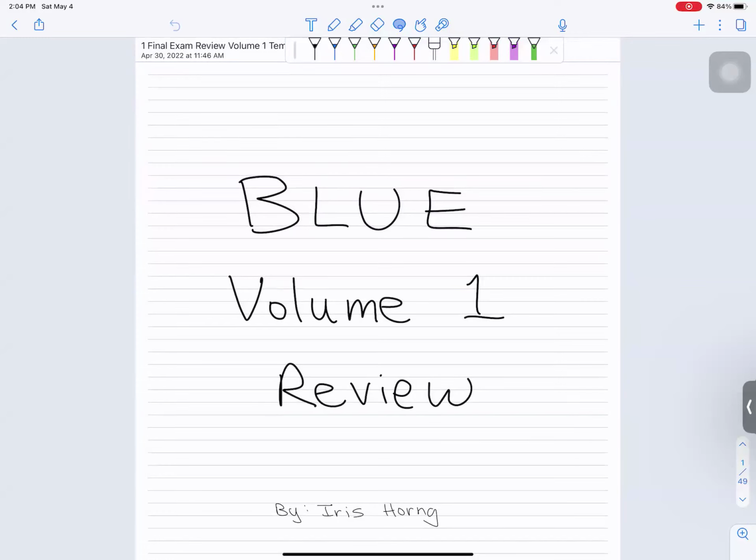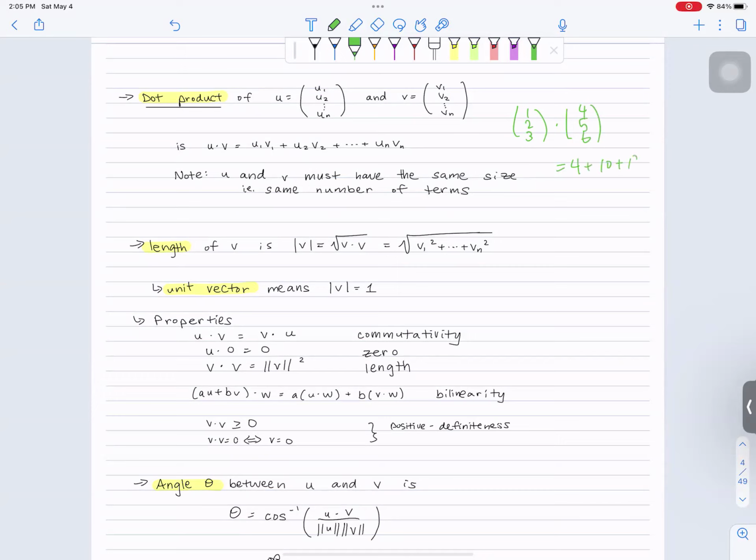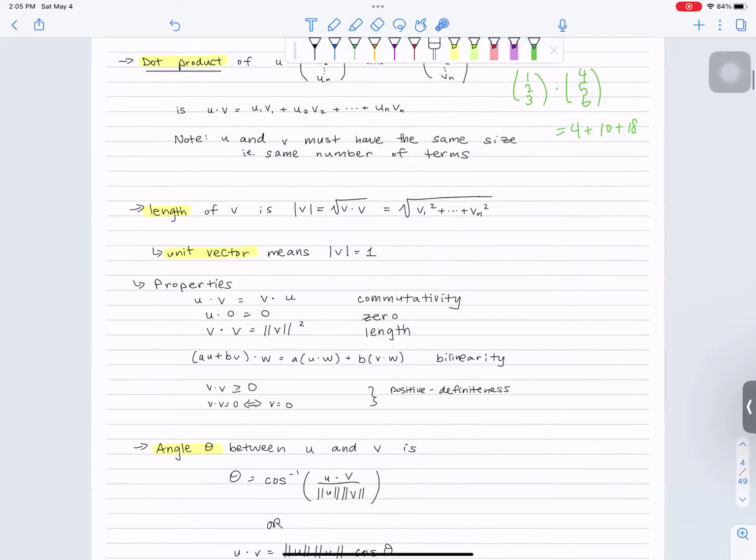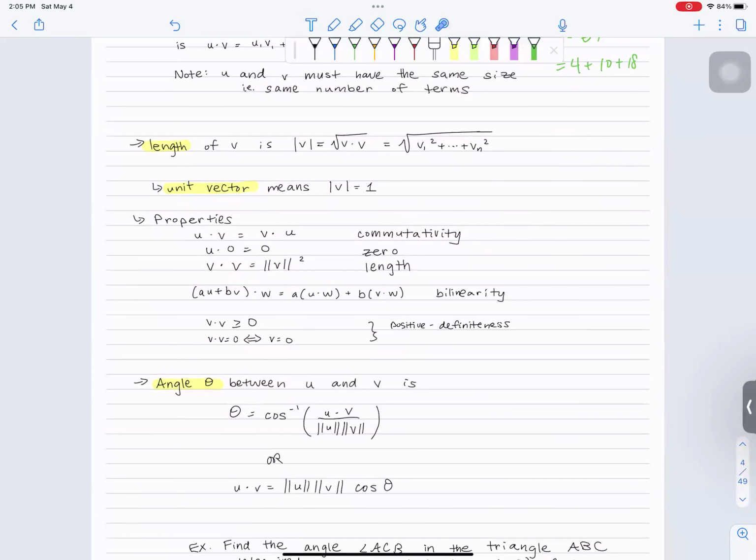Just as a reminder of how the dot product works, you multiply terms component-wise and add them up together. So the dot product of (1, 2, 3) with (4, 5, 6) would be 4 plus 10 plus 18. And remember that the length is each component squared, added up, and then square rooted. There are some properties of dot products like commutativity, so it doesn't matter which order you write them in. There's also this angle formula, don't forget that.